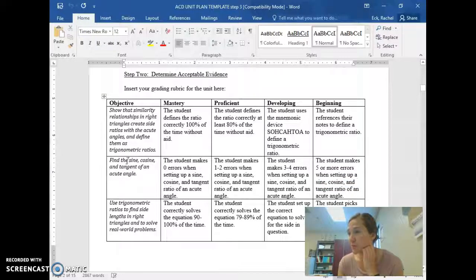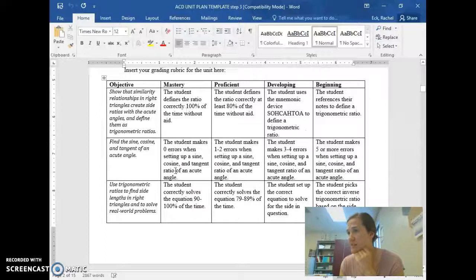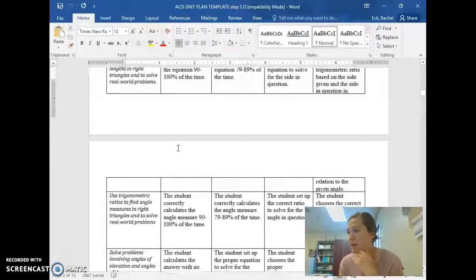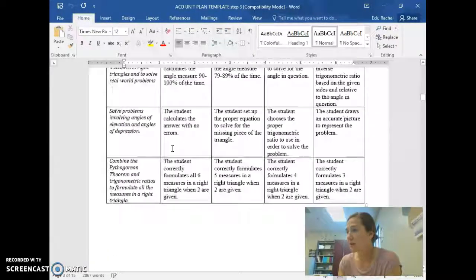My grading rubric. So for each of my 6 objectives, I have mastery, proficient, developing, and beginning. The beginning is very basic. Mastery is they're basically doing everything correctly and above and beyond what I expect them to do.